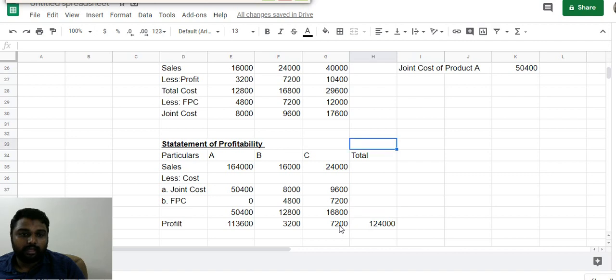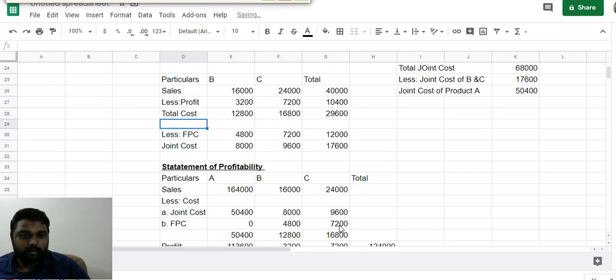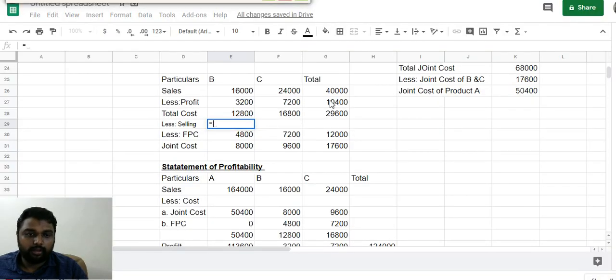If selling expenses are there, after the total cost, there will be one more line called less selling expense, which will be 20%.